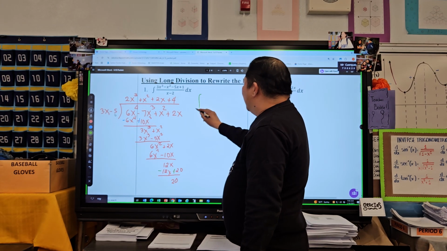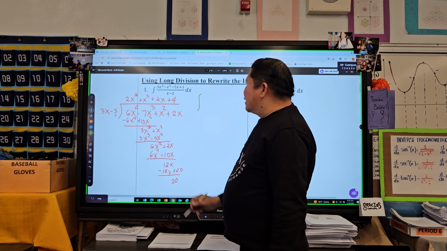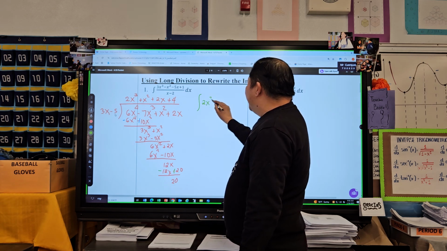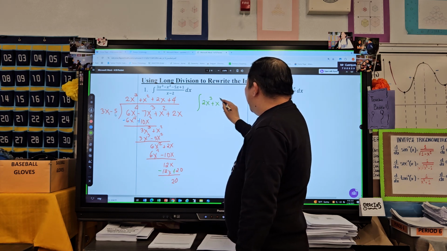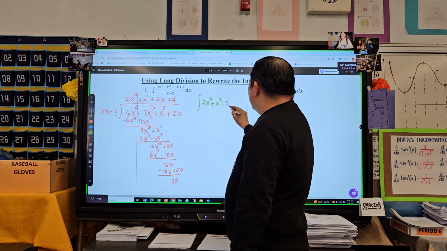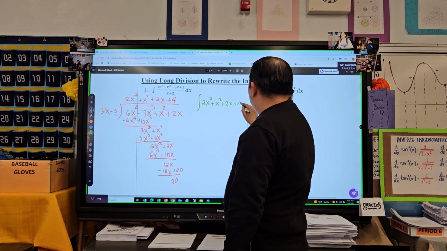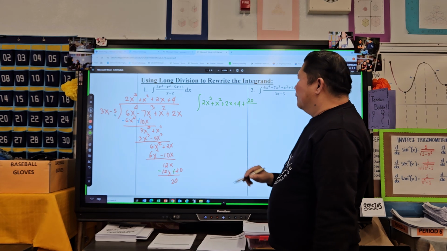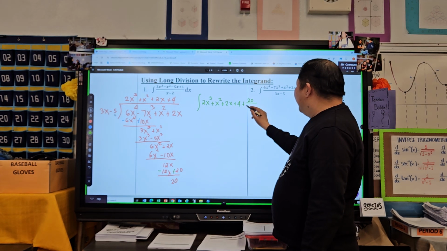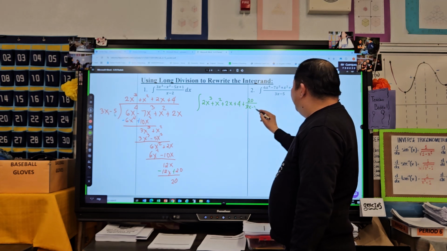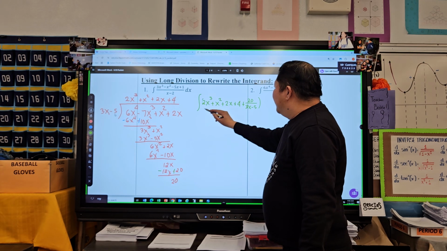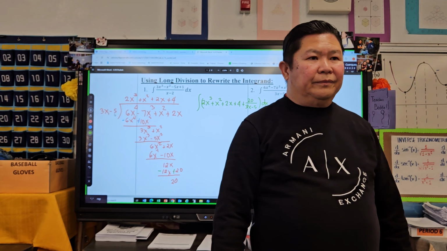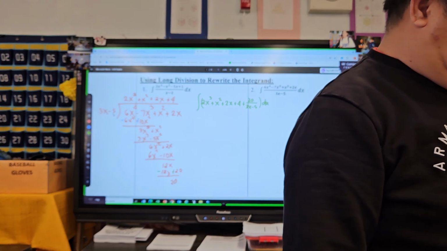So we now say the integral of 2x to the power of 3 plus x squared plus 2x plus 4 plus 20 over 3x minus 5 dx. And you can now do the antiderivative. Okay?